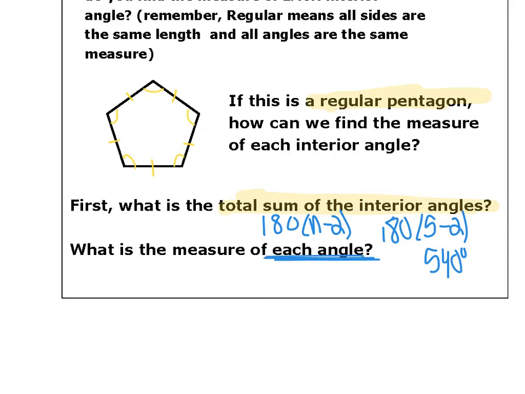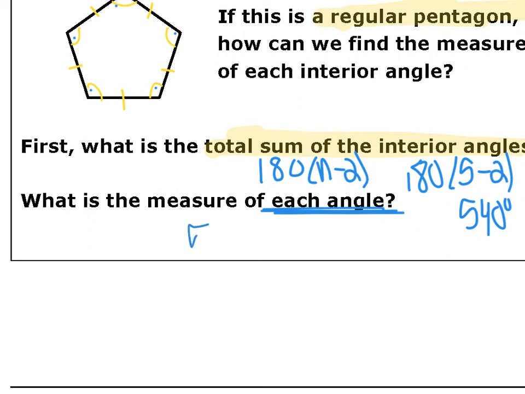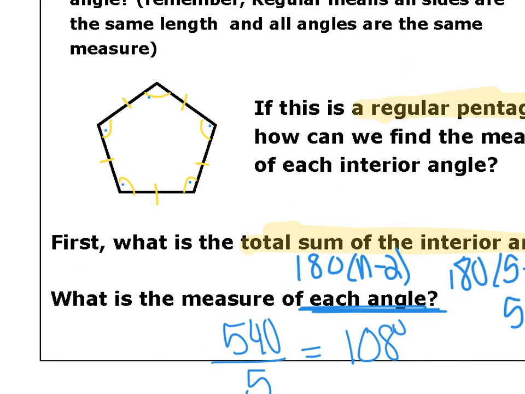So all of them together add up to 540, but I want to know each angle. Well, how many angles are there? There's 1, 2, 3, 4, 5. And if they're all the same, we can just divide by however many angles there are. So we can divide 540 by 5 because it's a pentagon. So 540 divided by 5 means that if you had a regular pentagon, each angle on the inside would be 108 degrees. So this one would be 108, this one would be 108, 108, 108, and 108.